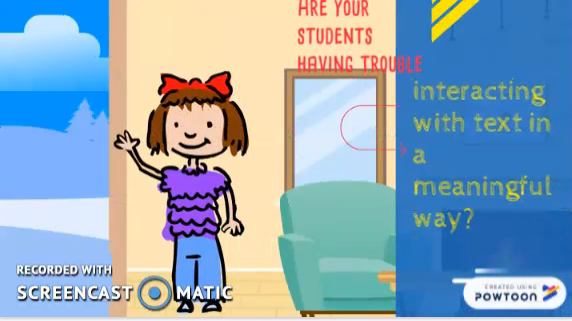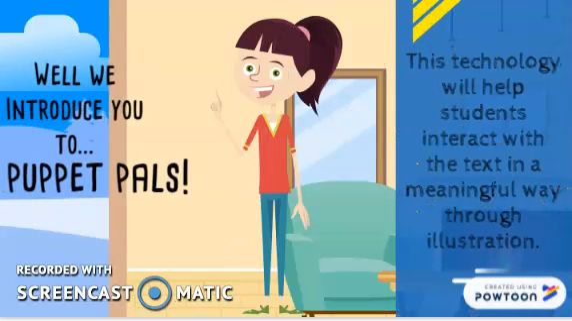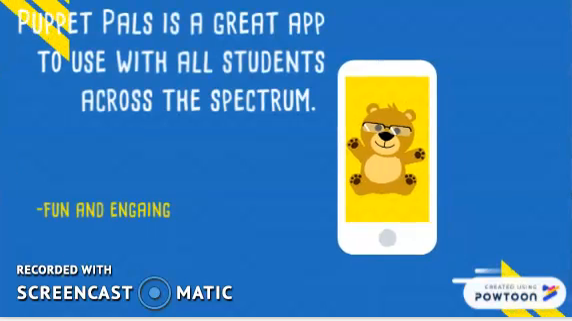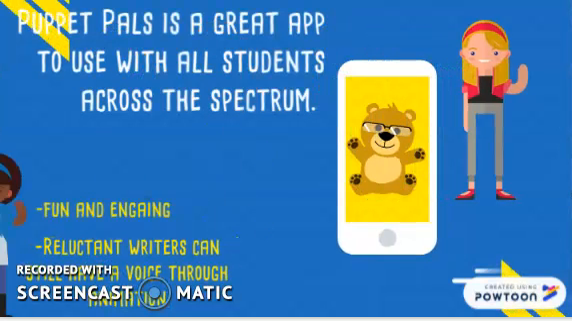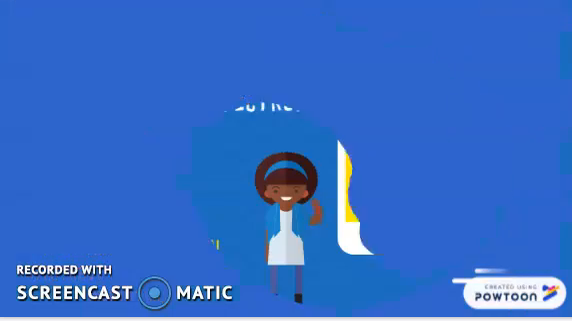Are your students having trouble interacting with text in a meaningful way? Well, we introduce to you Puppet Pals. This technology will help students interact with the text in a meaningful way through illustration. Puppet Pals is a great app to use with all students across the spectrum. It is fun and engaging, and reluctant writers can still have a voice through animation.